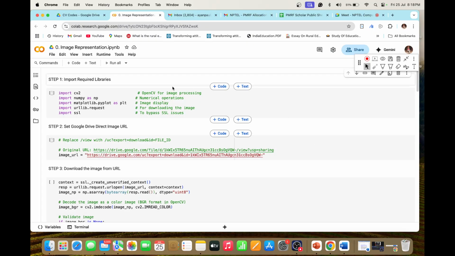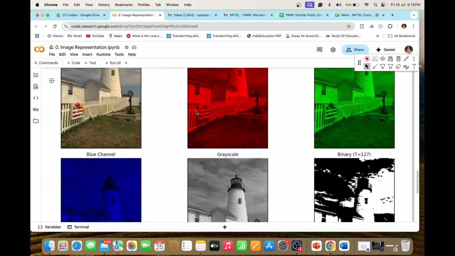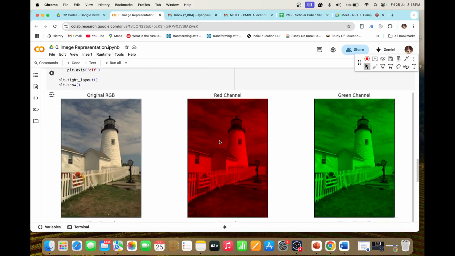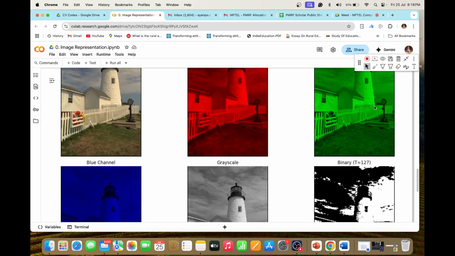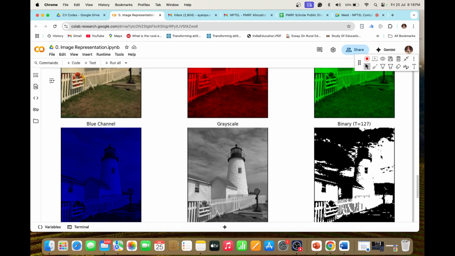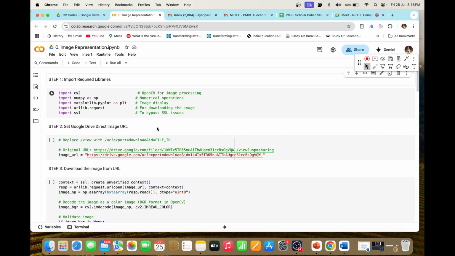Yeah, so this is the code for image representation, how an image can be represented in different types of images. This is your original image, and with the help of code, this is your red, green and blue channel. This is your grayscale image, and this is the binary image with threshold t equals 127. That means lesser than 127 is black, and greater than or equal to 127 is white. Okay, so that is the code for your image representation.